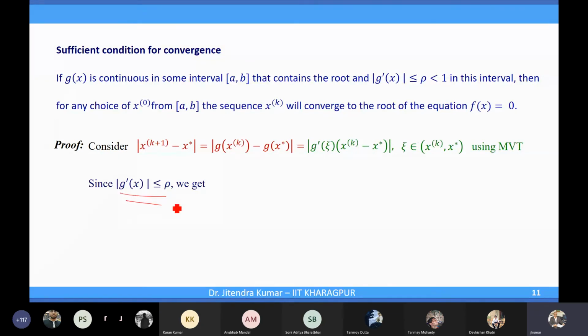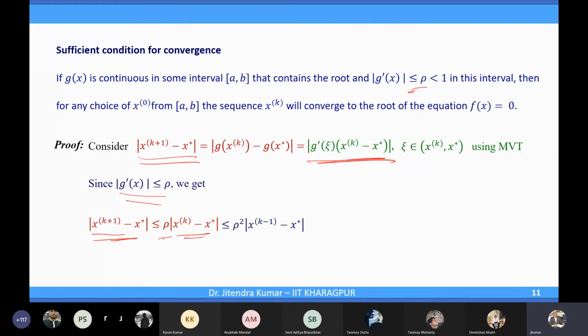So since g prime x is bounded by some rho, this will ease the proof here by taking rho. That was the reason it is given there also. So that means that you have this error here, x_{k+1} minus x star, less than rho times x_k minus x star, meaning rho squared times x_{k-1} minus x star, and so on. If you go down, that is the initial error. So this error at k plus 1 is bounded by rho to the power k and the initial error.